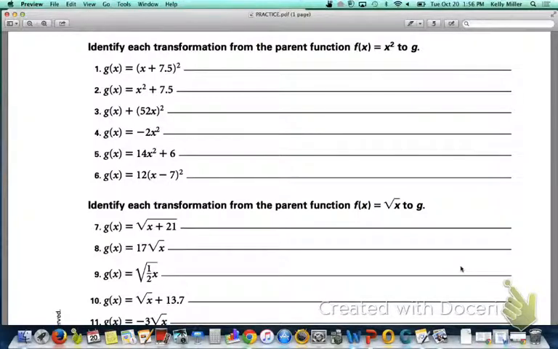Number 3, the 5 2 is inside with the x squared. So is that going to be a vertical or a horizontal? Horizontal. Horizontal stretch or compression? Compression. Yeah, horizontal compression.